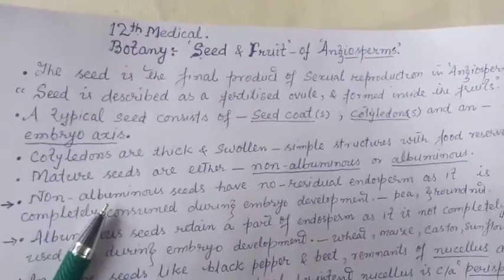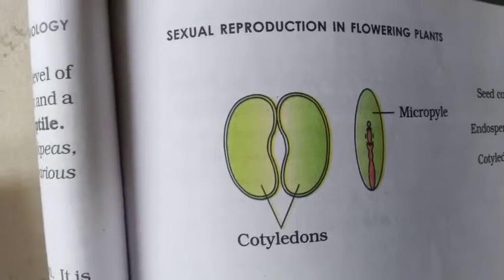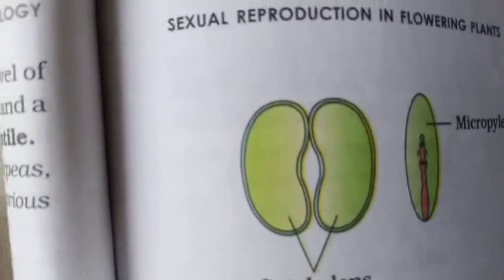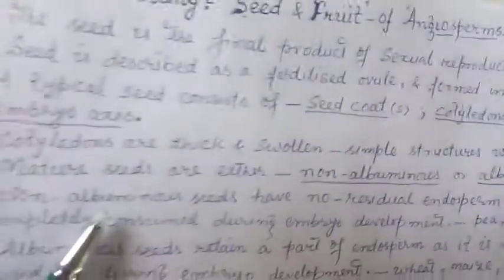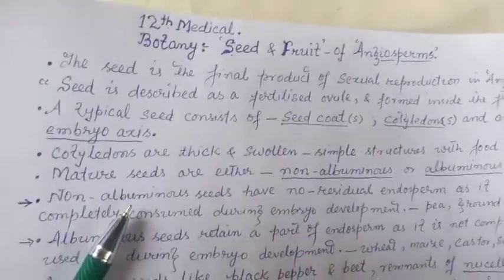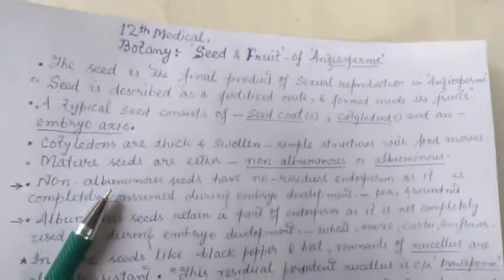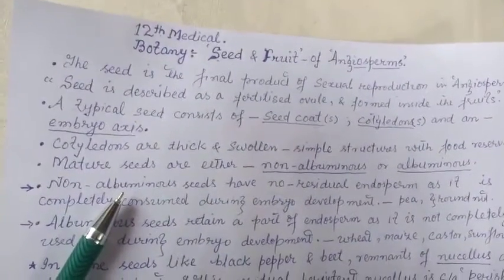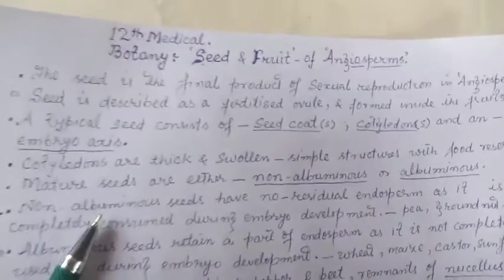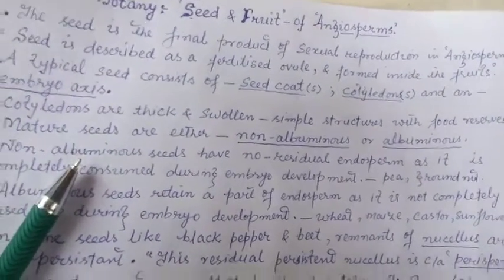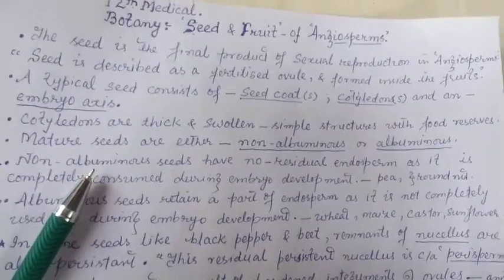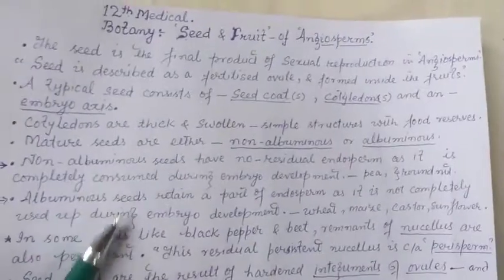These cotyledons are thick and swollen, simple structures, and you may visualize these in this diagram here. These are the cotyledons, and simply at your place you may cut open a bean seed that is readily available in every house, and you may have a look at the two cotyledons there. Now these cotyledons are thick and swollen, simple structures which are nothing but the food reserves. And mature seeds are either non-albuminous or albuminous.